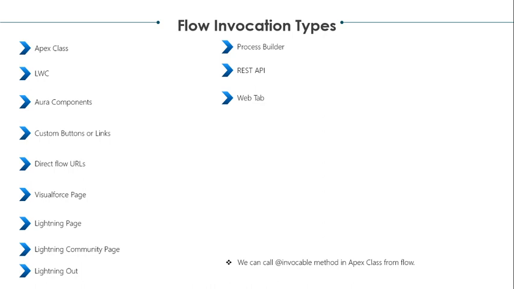From Process Builder definitely we can call the auto launch flow. In the Lightning page or Lightning community page, we can place the flow. That flow generally can be a screen based flow. And also we can call the Apex method in the Apex class from the flow. However, the annotation of that method should be invocable.